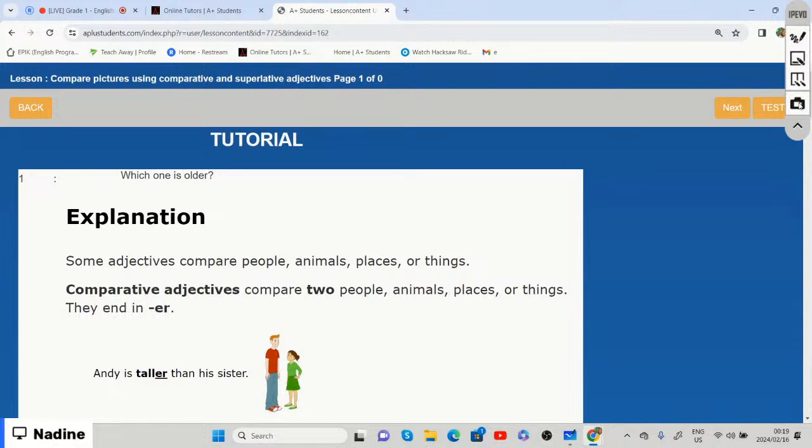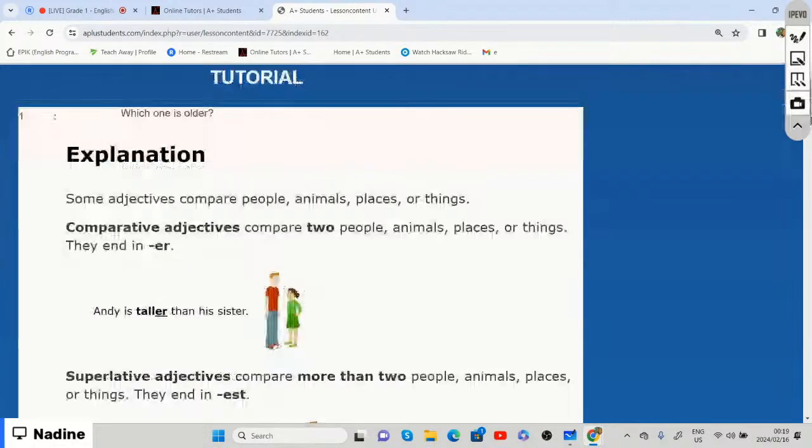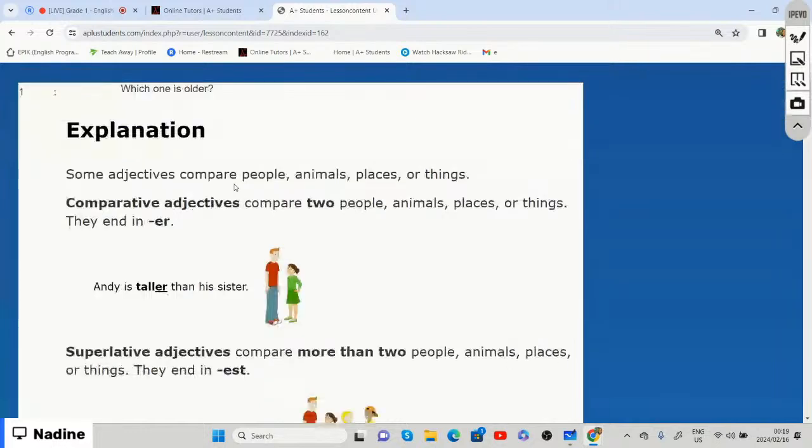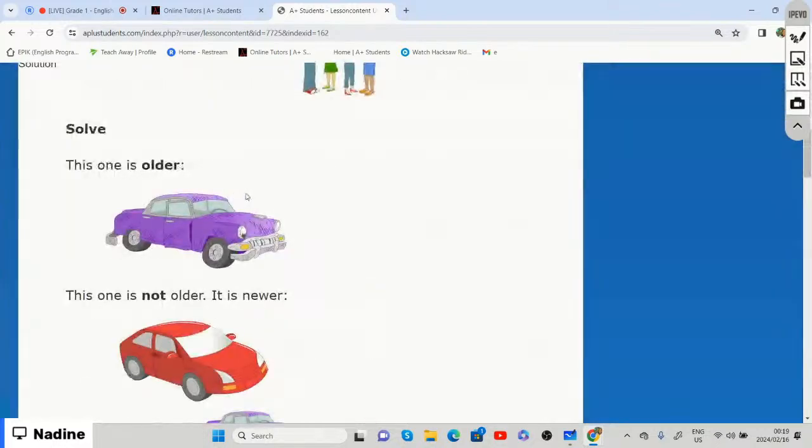So we said that we are comparing two people, animals, places, or things, and it ends in er. So now, if we look at this question that says, which one is older, right? And that is usually, if we look at these two pictures, the one car, the purple one, is more, let's say, rusty, crusty. And then the red one looks more brand new.